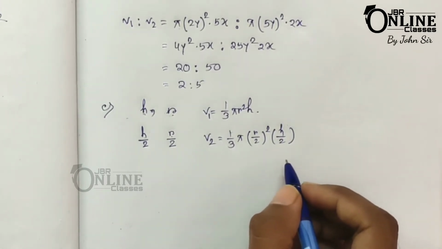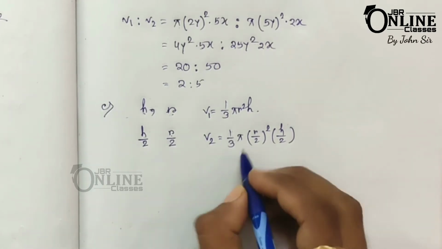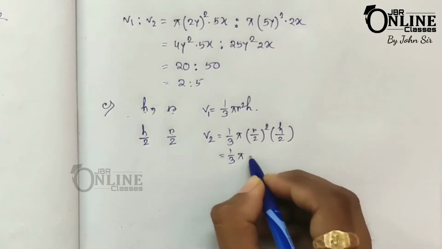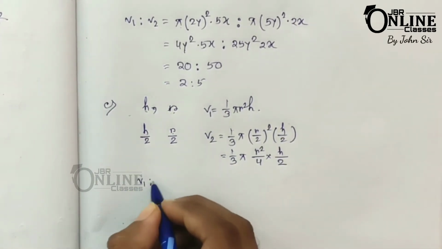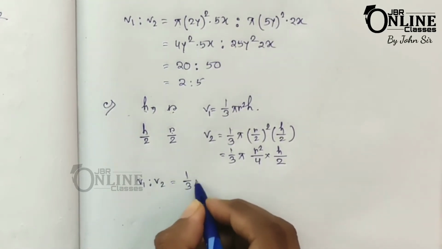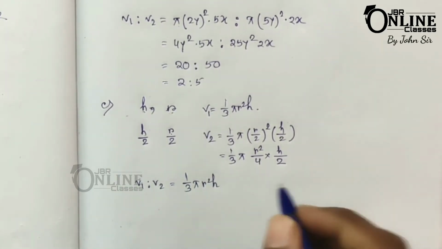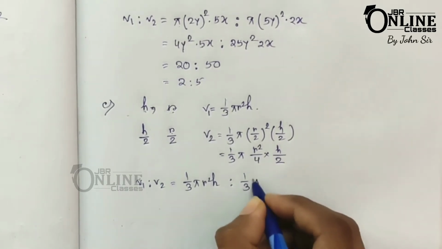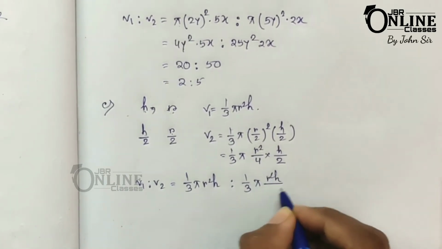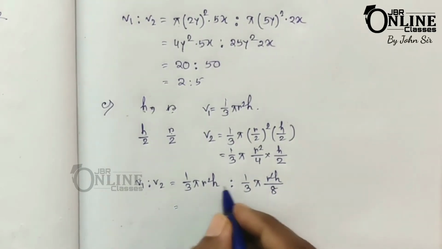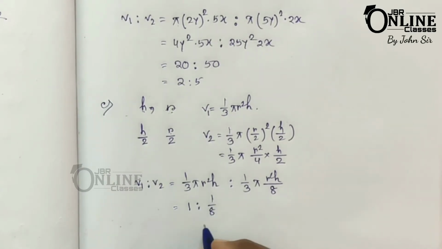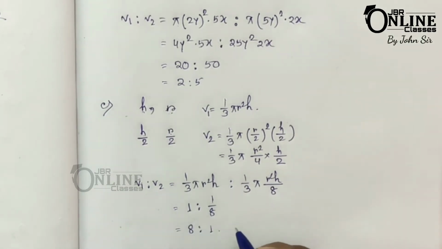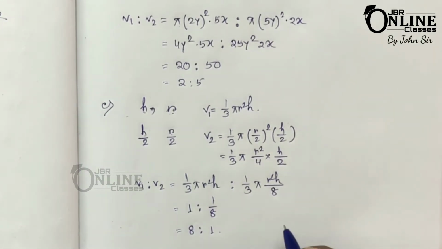Now we have to find the ratio. First, 1/3 π, then r²/4 and h/2. So the ratio v1 to v2 equals 1/3 π r² h to 1/3 π r² h/8. Okay, so 1/3 π r² will cancel out, so it will be 1 and the next one 1/8. So 1 to 1/8 equals 8 to 1. So 8 to 1 is the final answer.